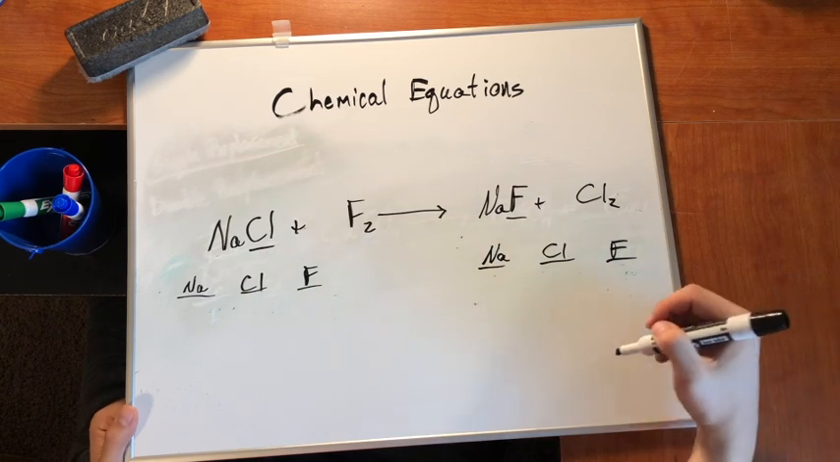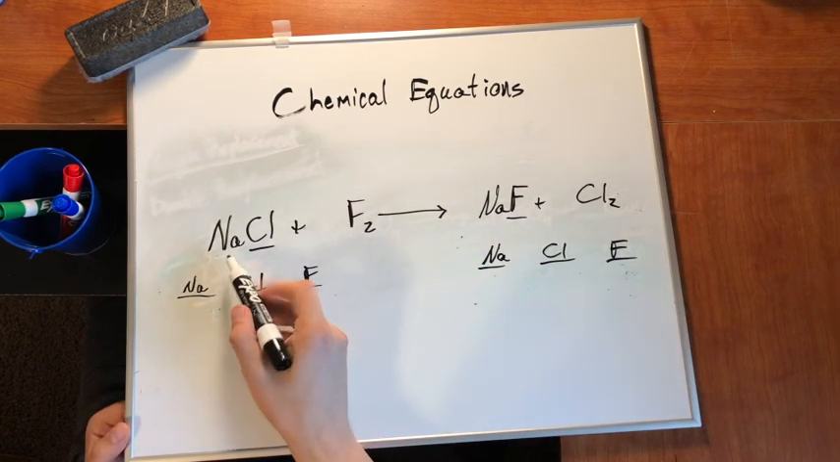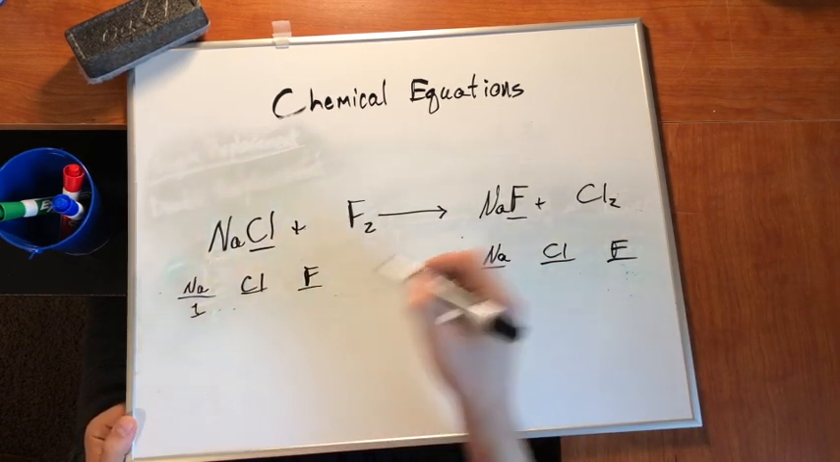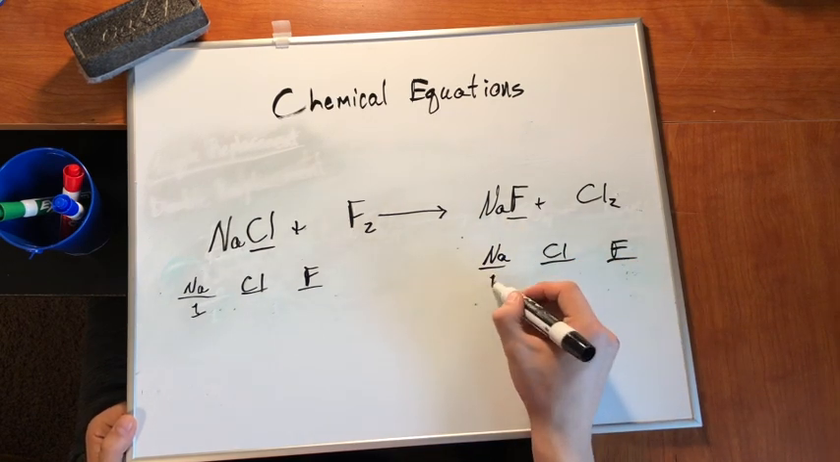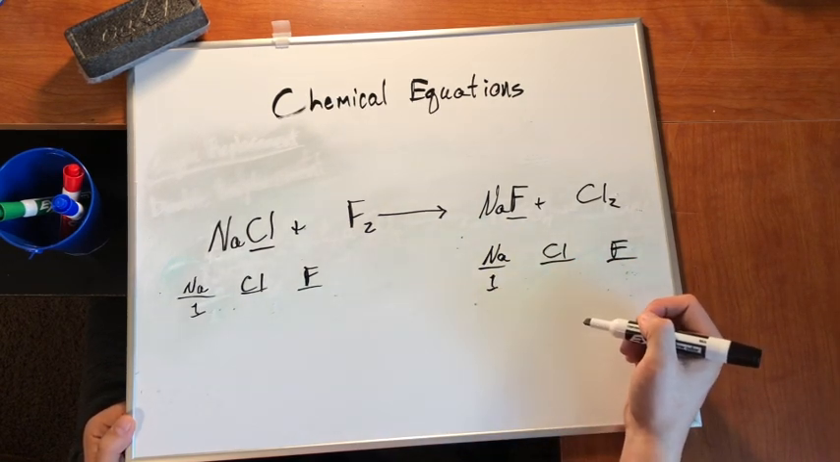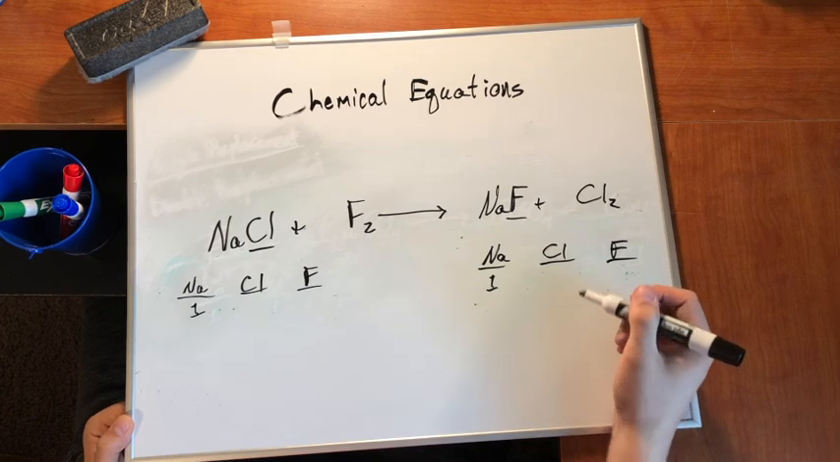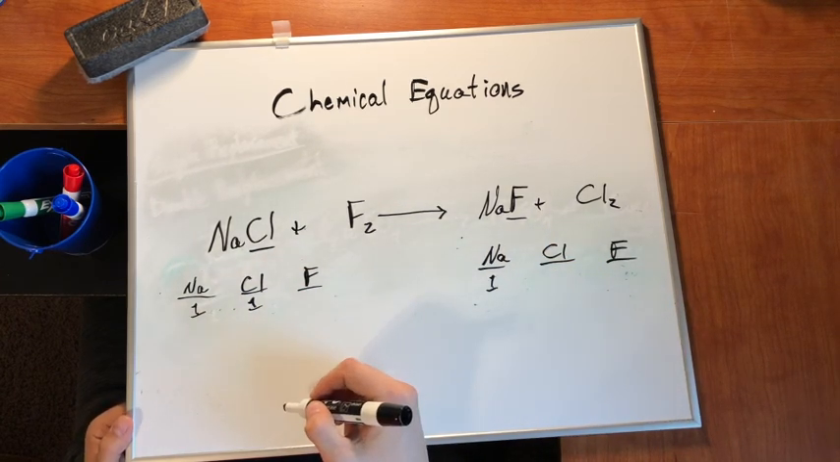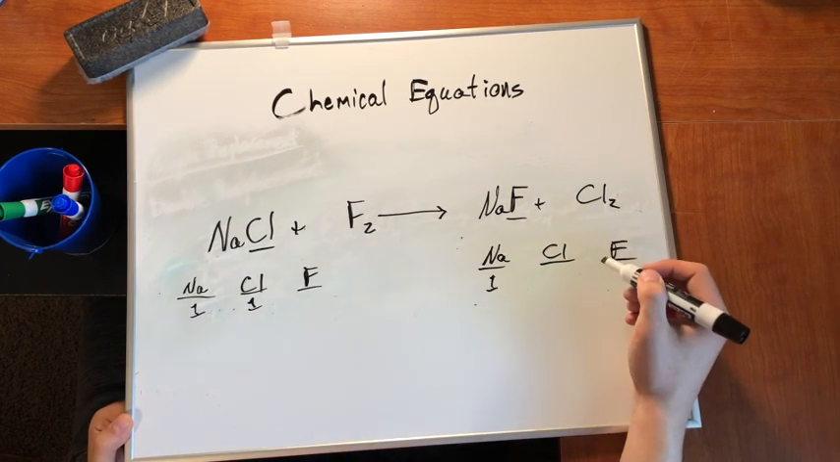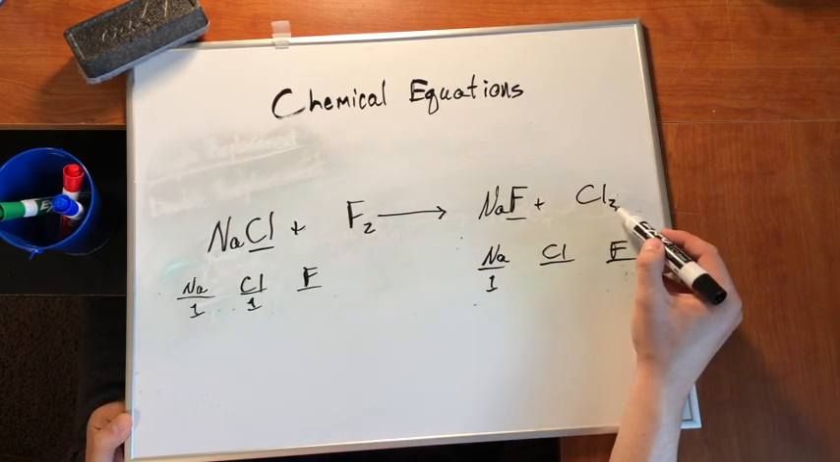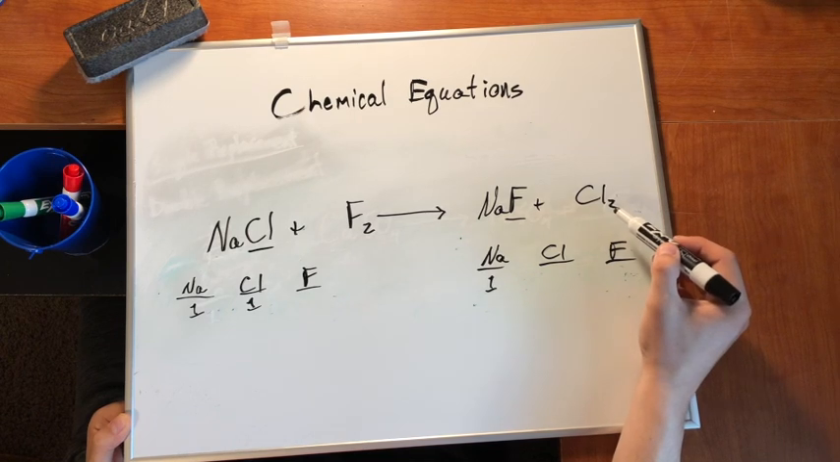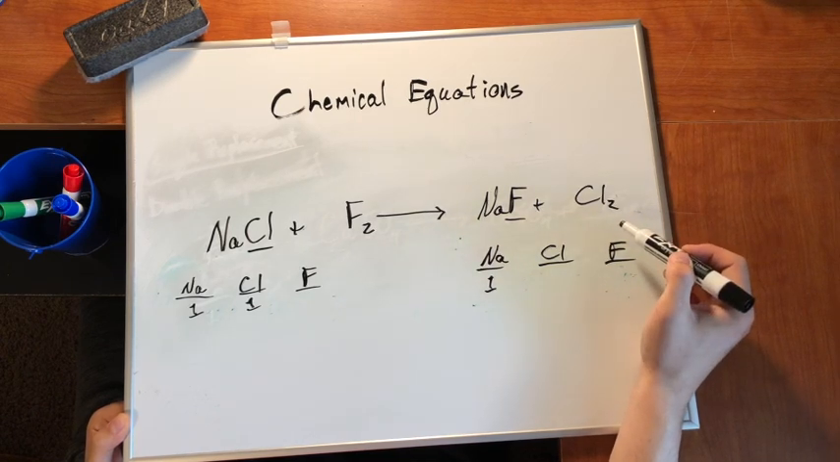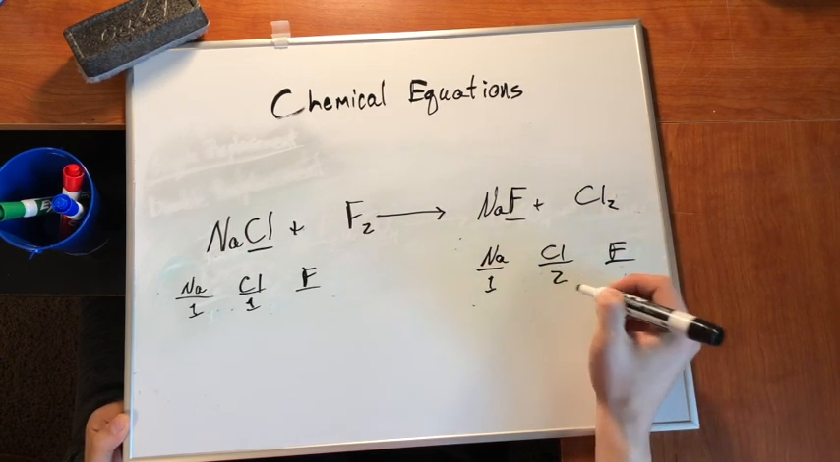Let's start with sodium. So here I have 1. On this side, I also have 1, so that works out pretty well. Chlorine, I have 1 on the reactant side. Oh, on the product side, I have 2 chlorine atoms, right? I have 1 molecule, but 2 atoms. Okay, so this is not balanced.